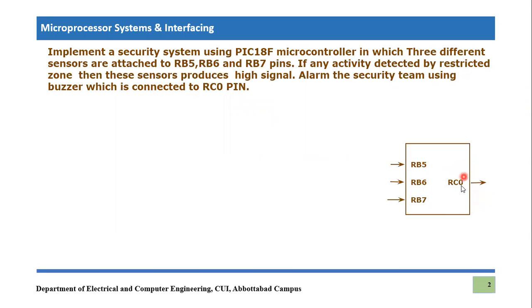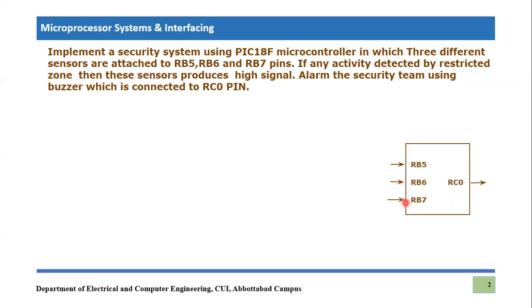So the RC0 pin is an output pin which is connected to a buzzer, right? If any of these sensors produces a high signal... initially these three pins are zero, right? They are not receiving anything, so the logic level is zero. If any of these three pins receives a signal, we have to generate or run a buzzer which will alarm the security team, right?